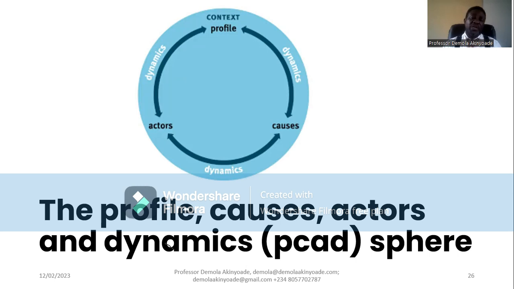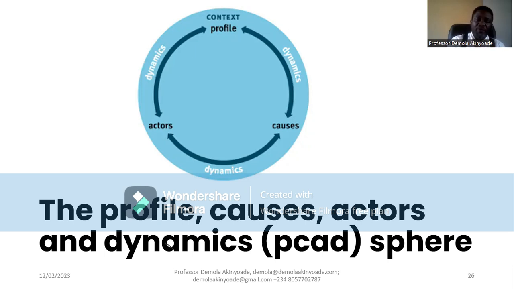Another tool that I refer to as meta tool is the PCAD. I so named it PCAD because this tool helps us to collect information on the profile, causes, actors, and dynamics. These four elements are major constant elements in conflict.